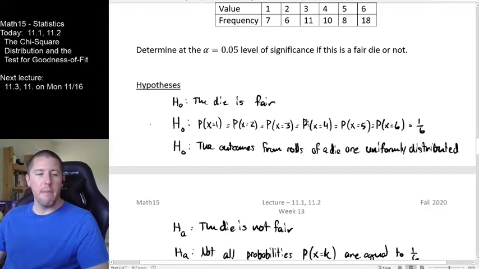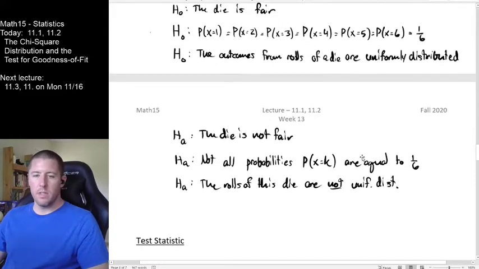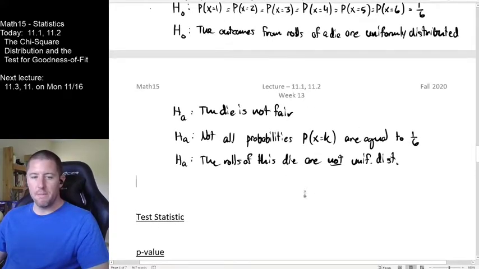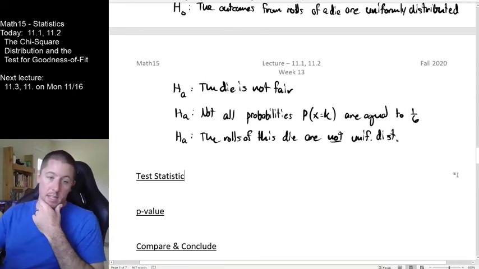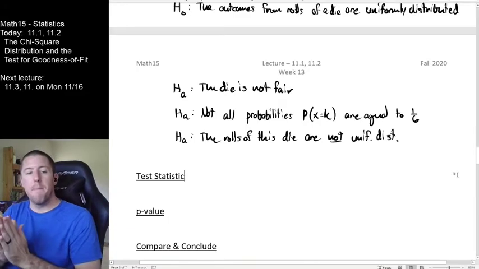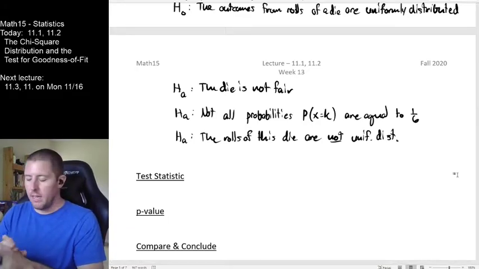If we see extreme evidence suggesting that it's incredibly unlikely to see rolls like this if it were fair, then that will lead us to reject the null hypothesis in favor of the alternative hypothesis: the die is not fair. There must be some probability that is not equal to 1/6. They're not uniformly distributed here. So one of our big things that we care about here with our test statistic is to compute a test statistic. We want to get a measure of how unusual the sample that we've collected is.